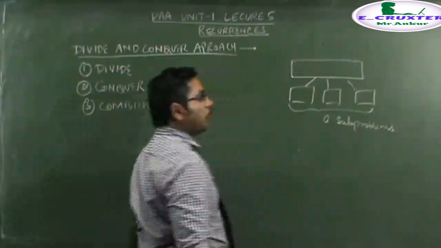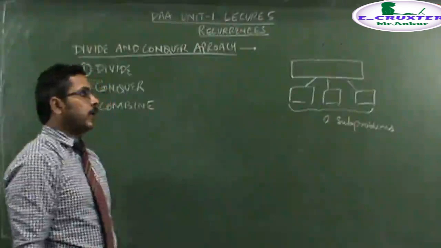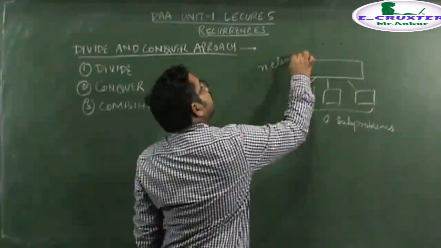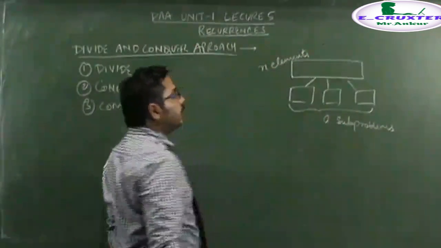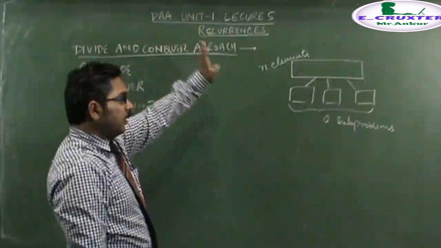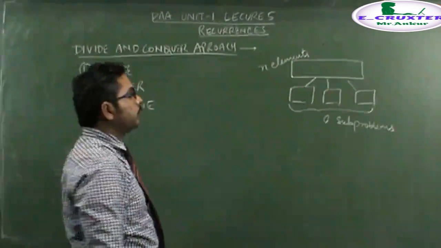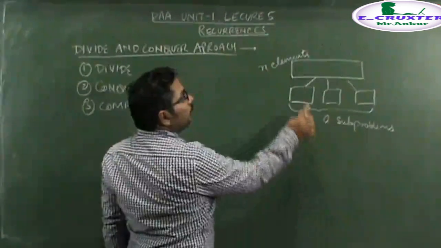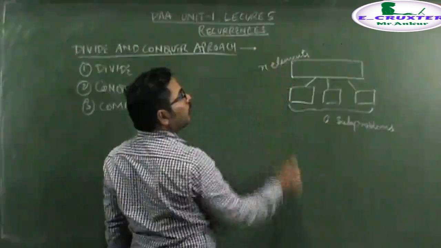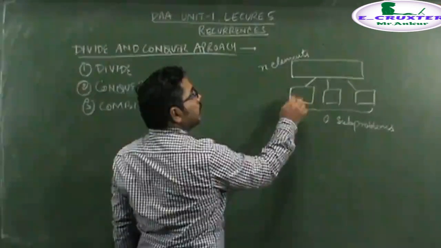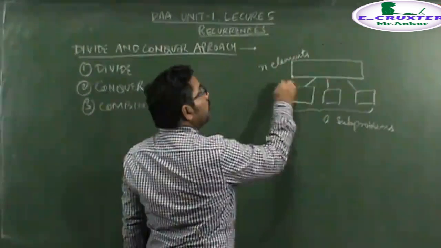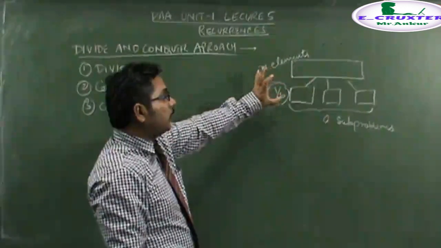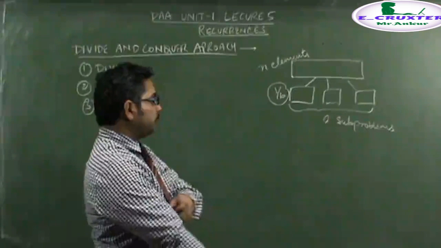Normally the sizes of the sub-problems are equal. That is, if there are n elements in the array, then we divide this n-element array into sub-problems, and the size of each sub-problem is 1 by b of the original. That is, the number of elements in each sub-array is 1 by b of the total elements, so n by b elements will be there.